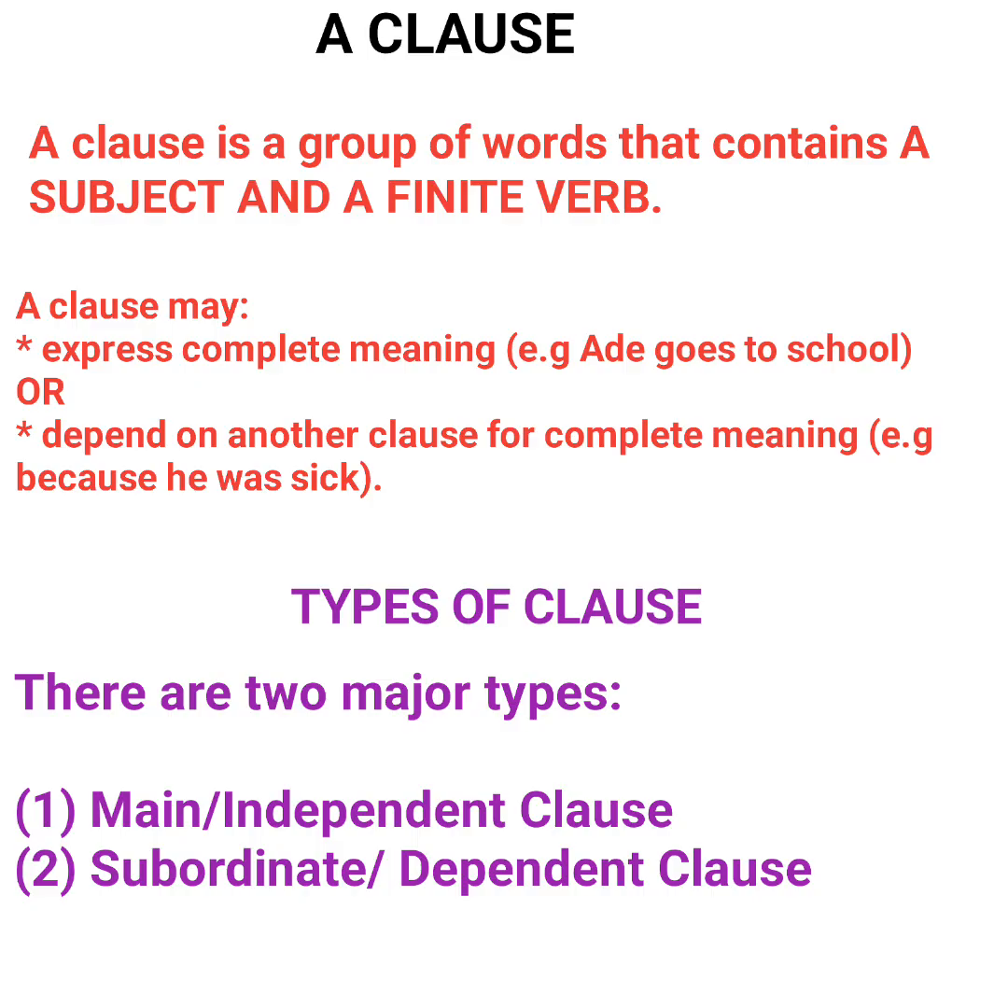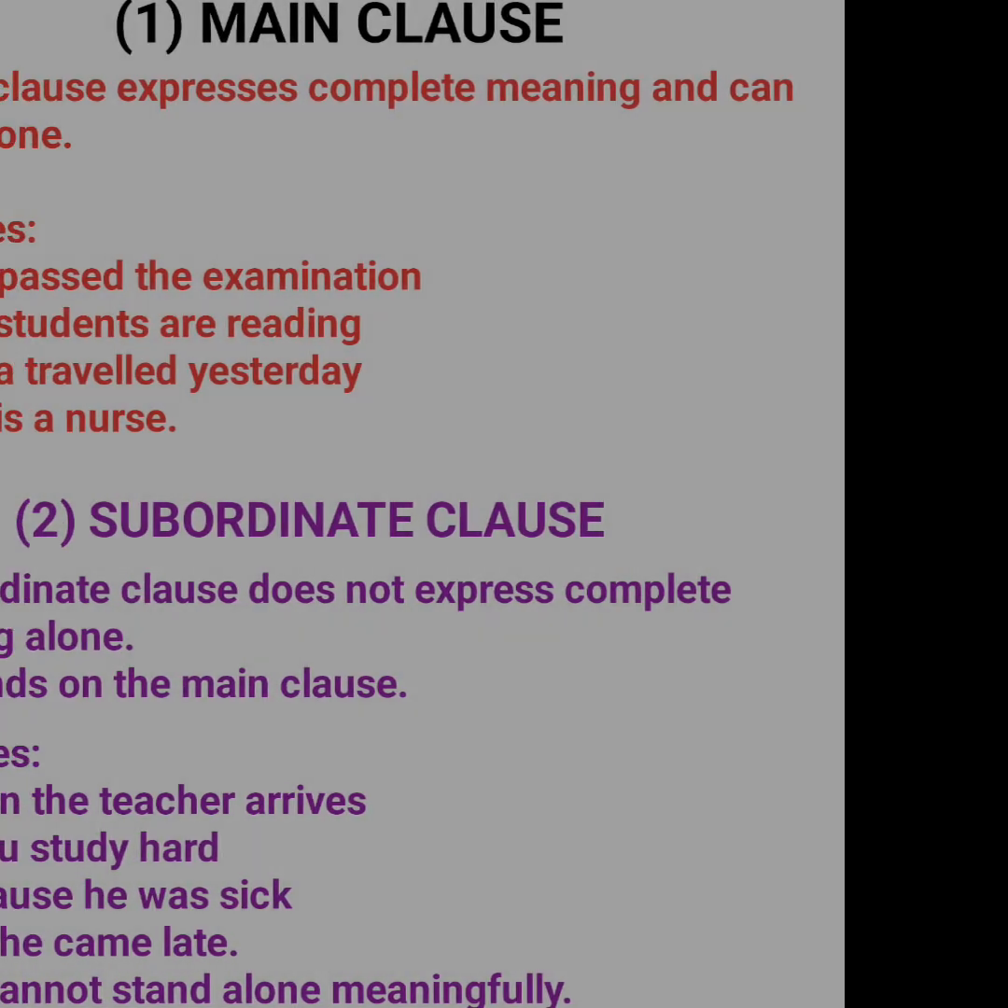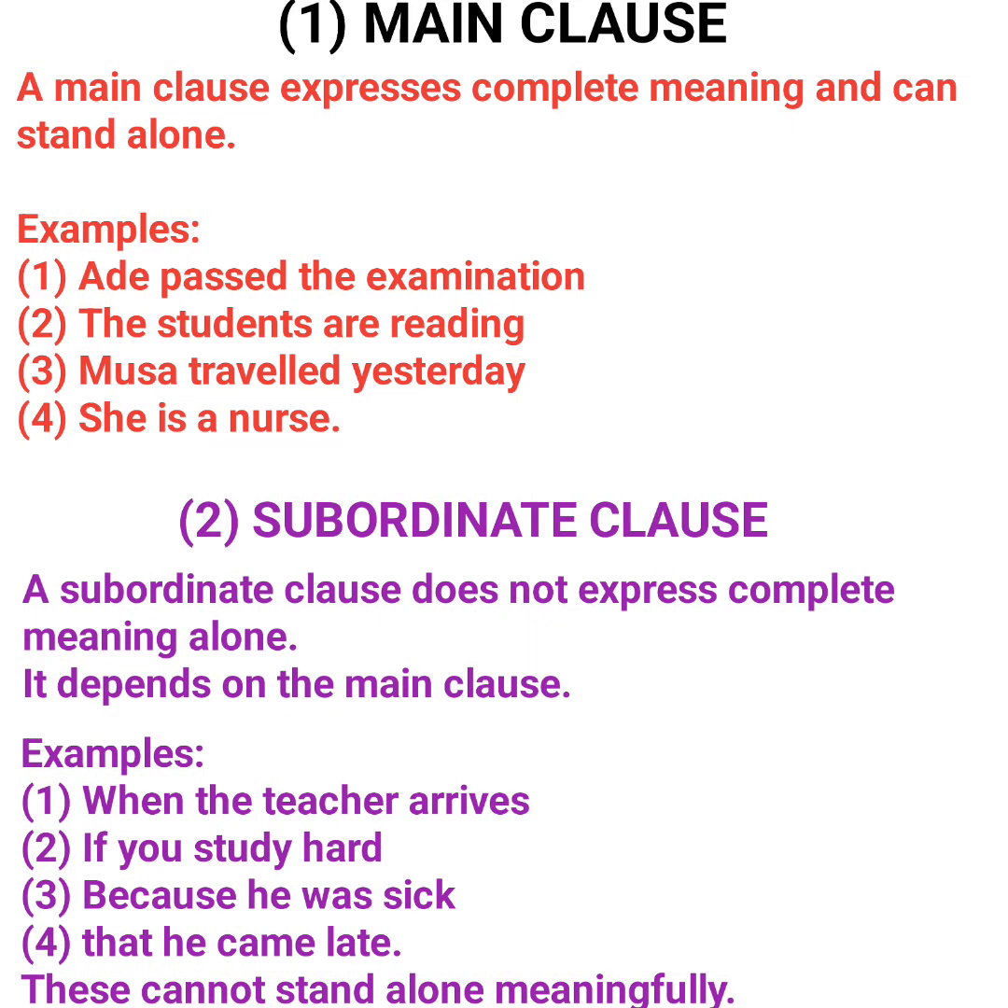So based on this, we can classify clause into two, which are main clause and subordinate clause. The main clause is also called independent clause, as we had it in the first example, and the second one is subordinate clause or dependent clause, the one that cannot stand alone. Now, the next thing is to examine these two types of clause.